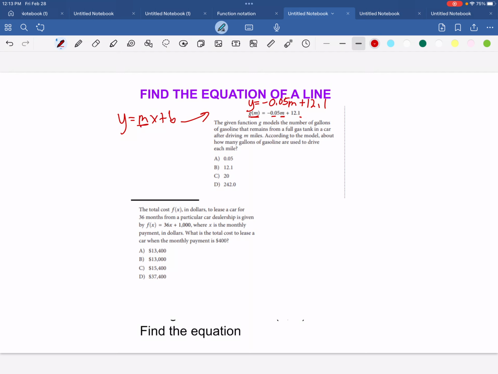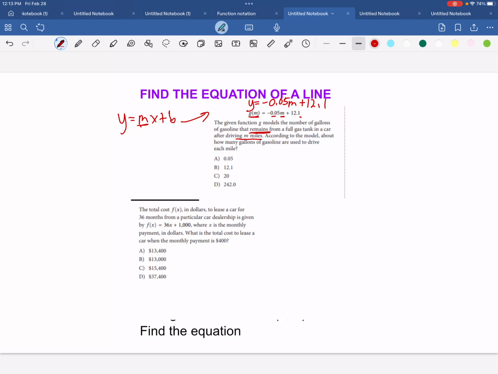Well, this is a real-life word problem. Whenever you're reading word problems like SAT, make sure you know what the different letters or variables stand for. So remember, it says that m is a number of miles, and g, the equation, the number of gallons that remains. Be careful, so how much is left.